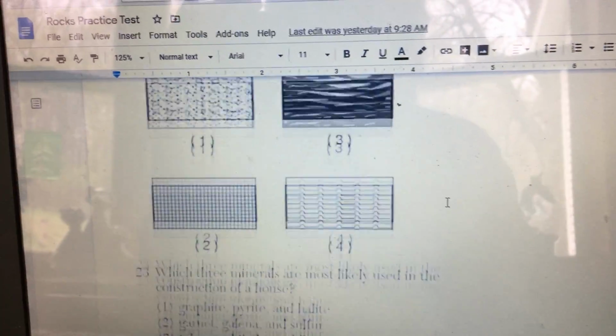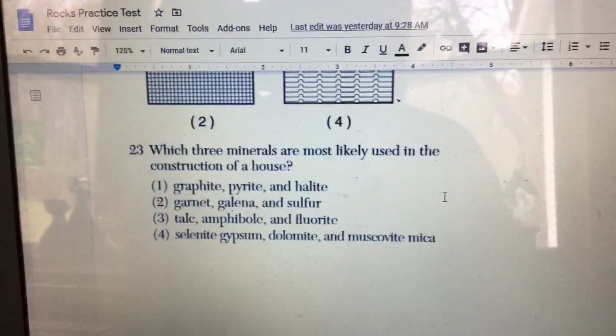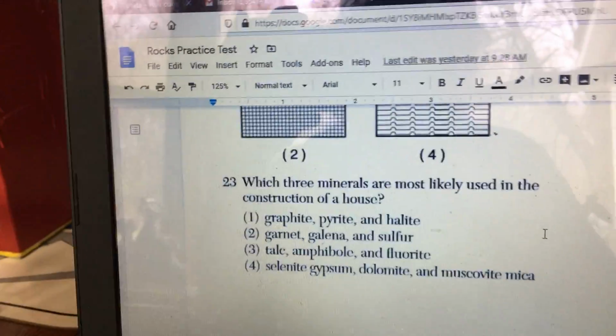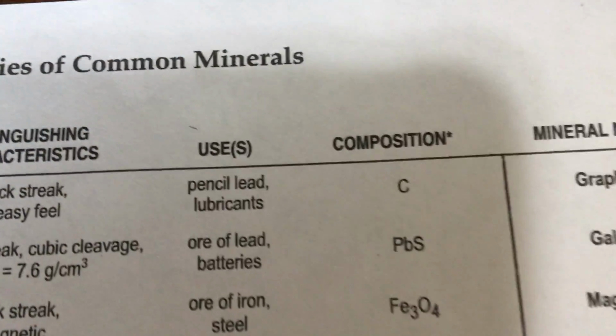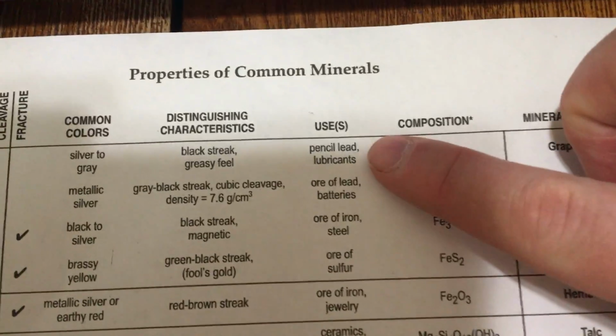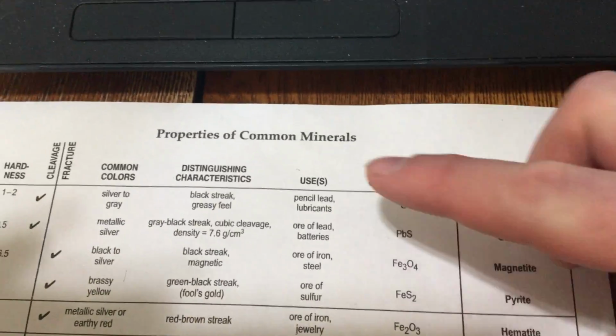Evaporation, evaporite, you're good to go. Which 3 minerals are most likely going to be used in the construction of a house? So yeah, you're going to say, oh, how the heck do I know that? Which ones have uses that might work for that? So do you need pencil lead and or lubricants to build a house? Not sure you do.